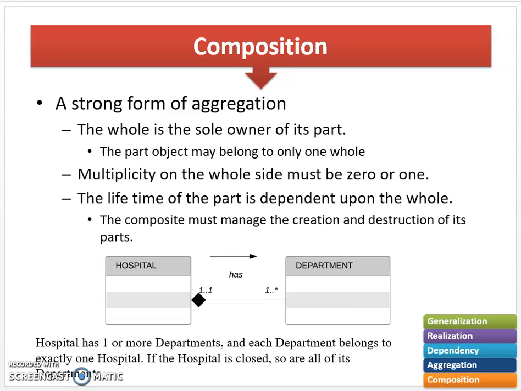Let's look at this example. A hospital has one to many departments, but each department is part of one hospital. This means that if we delete the hospital class, all the departments will also be deleted. So in order for you to interpret this, a hospital has one or more departments, and each department belongs to exactly one hospital. If the hospital is closed, so are all of its departments.